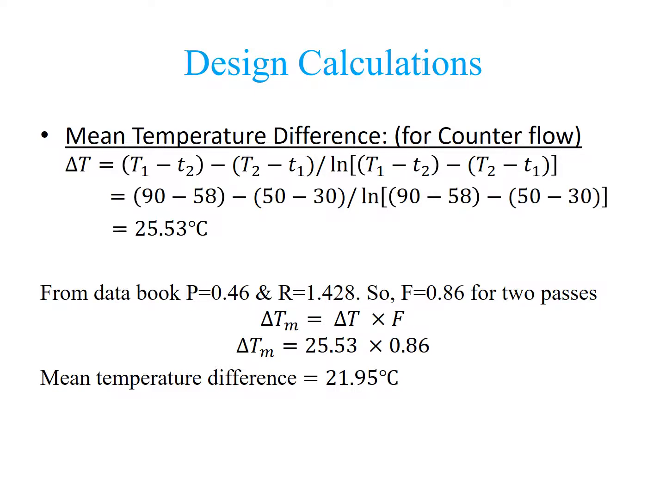del T = [(T1 - t2) - (T2 - t1)] / ln[(T1 - t2) / (T2 - t1)]. Upon calculating, the temperature difference is 25.53 degrees Celsius. From the data book, the P and R values are given. So F is equal to 0.8642 for the given passes. The mean temperature difference is equal to del T times F, which is 21.95.